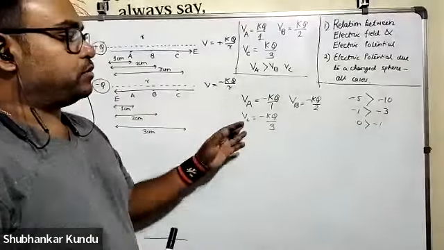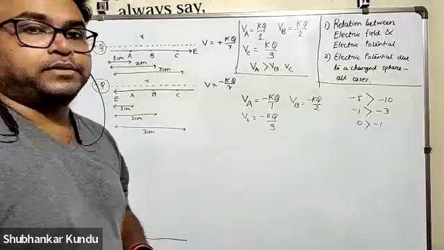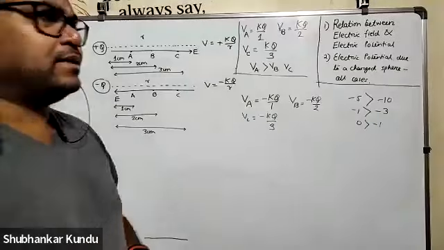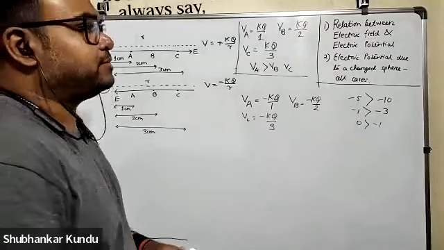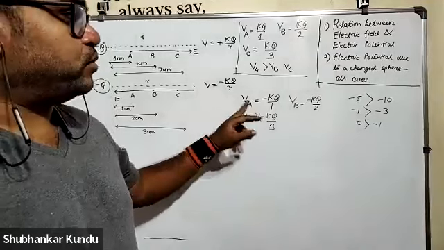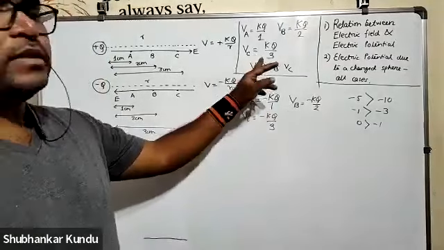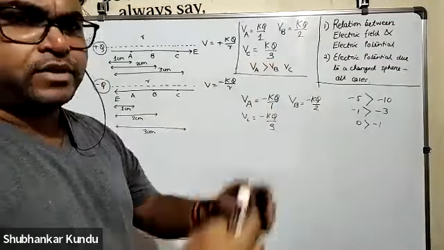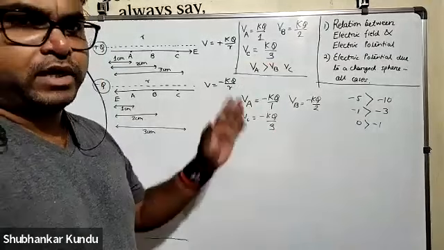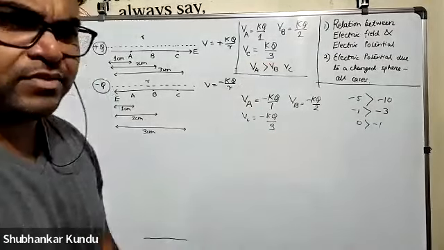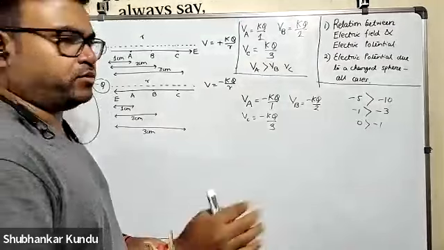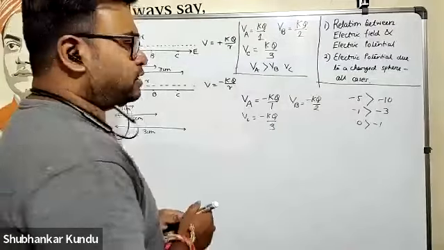VA will be smaller, VB will be greater than VA, VC will be greater than VB. Whatever happens in positive, in case of negative, the reverse thing happens. Now, this is the easiest way to understand. You apply it in class 12. I hope you understand that much.